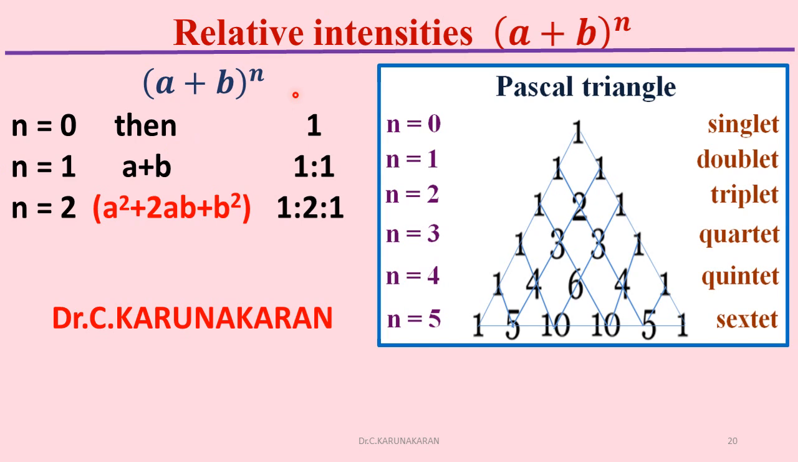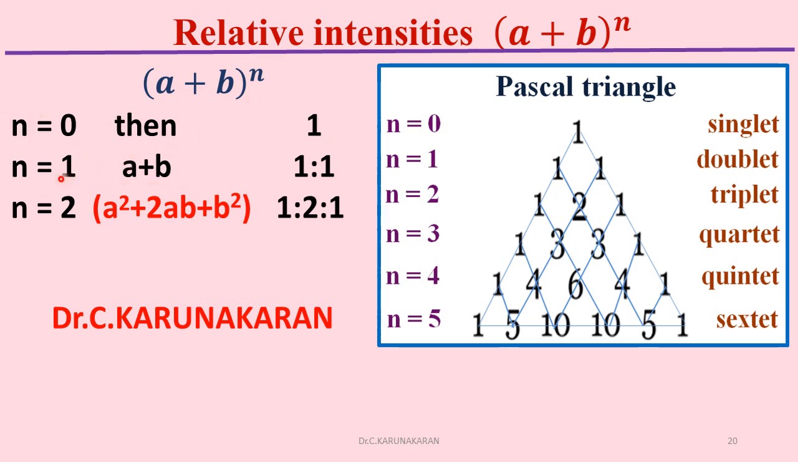How is it calculated? Now we'll see for n equal to 0. If you substitute n equal to 0 in this expression, then anything to the power 0 equals 1. Therefore, it is a singlet. For example, TMS, tetramethylsilane, is observed as a singlet. All the protons are equivalent.